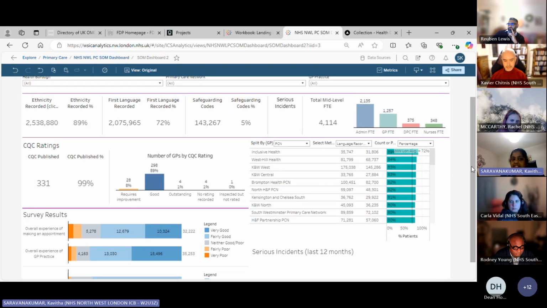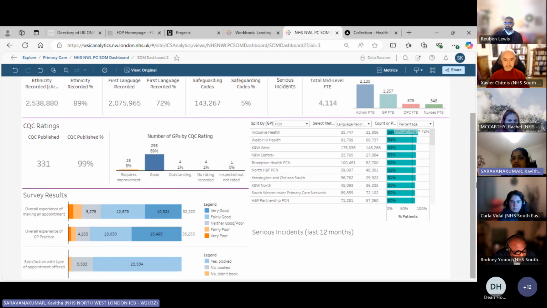One is the CQC rating. So how are the general practices doing in relation to the CQC rating? You can see the breakdown of the general practices by whether they are good, requiring improvement. You can see how many practices are in each of the category and what can be done to work with those general practices to move them from requiring improvement into the good category. So that's one area.